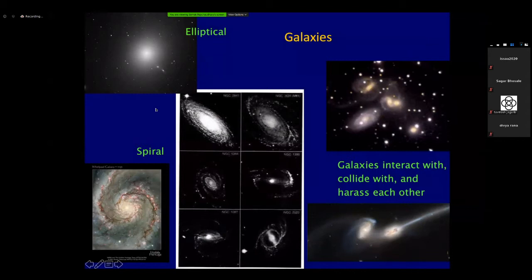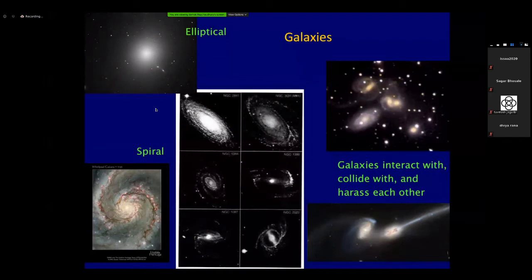The spiral galaxies form about 75% of all galaxies, most of the rest being nice and round elliptical. We now know that elliptical galaxies are older galaxies. Spiral galaxies are younger. They have star formation. But the interesting thing is that galaxies don't like to live alone.